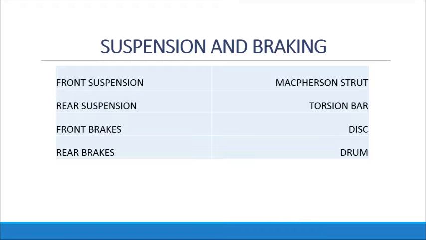And in case of Maruti Suzuki Swift, the front suspension is McPherson strut, which uses the top of a telescopic damper as an upper steering pivot. And rear suspension is a torsion bar which twists in response to the motion of the wheels and absorbs the vertical movement. The brakes used in Maruti Suzuki Swift are different for front and rear wheels. The front brakes are disc brakes, while the rear brakes are drum.